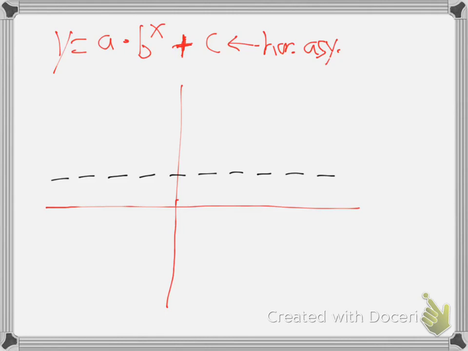So horizontal asymptote at c. That means the number added or subtracted is the horizontal asymptote. Wherever that is, that is the horizontal asymptote. And then the graph itself, what it does is it rockets up on one side and flattens out on the other. Exponential graphs always do that. They rocket up on one side, flatten out on the other. Notice how it goes up to the right.